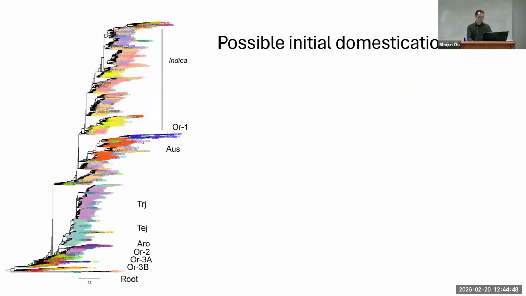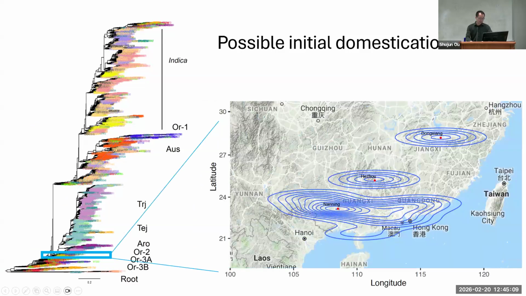Okay. So then we want to find the possible initial domestication center, and based on the tree, we trace the rice samples that are closest to the cultivar tree here, with just a few samples, not a lot. And then we plot them on their actual collection locations. And this is all in China because it's OF3A.